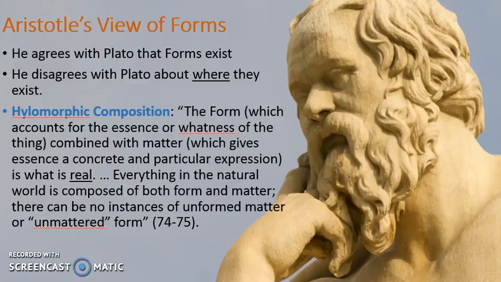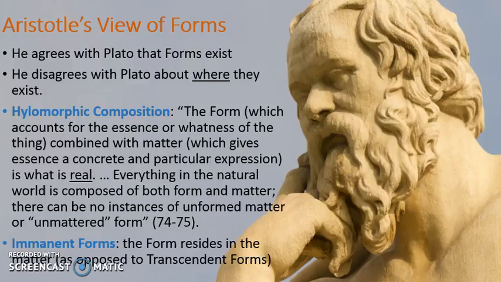And everything in the natural world is composed of both form and matter. And there are no instances of unformed matter or unmattered form. So you have to have form and matter combined in the same object. And this is what we call the theory of immanent forms, which means that the form resides in the matter, as opposed to Plato's idea of transcendent forms that reside someplace else, what he calls the world of being.